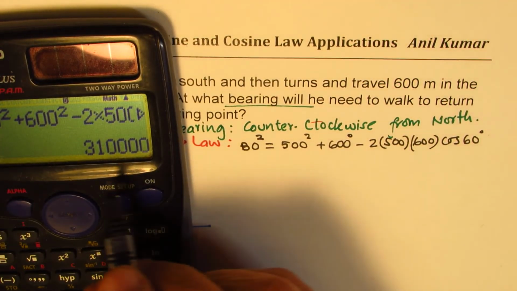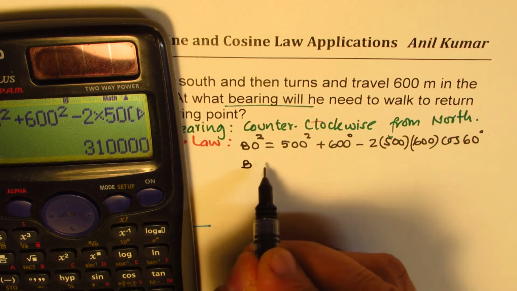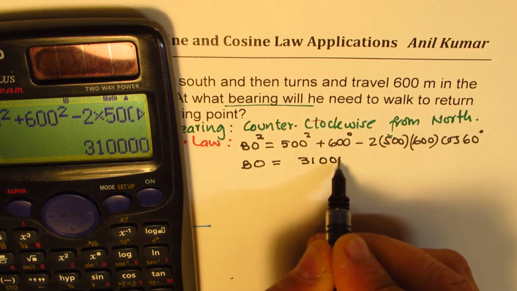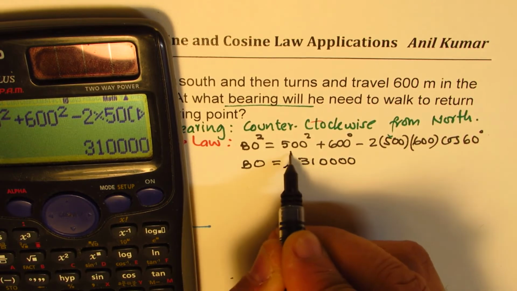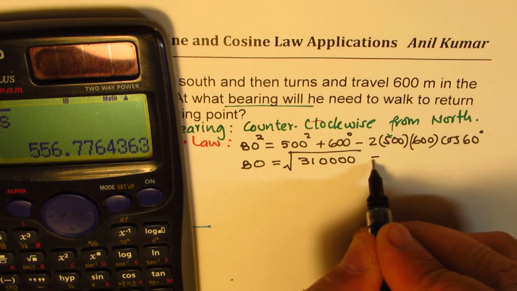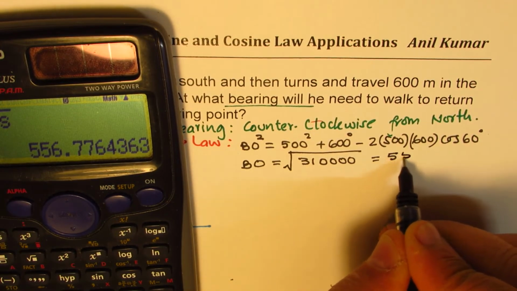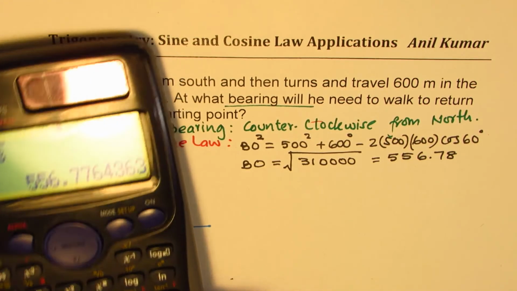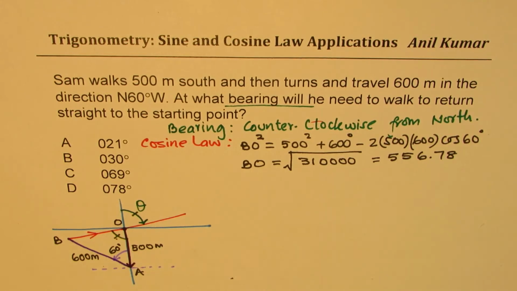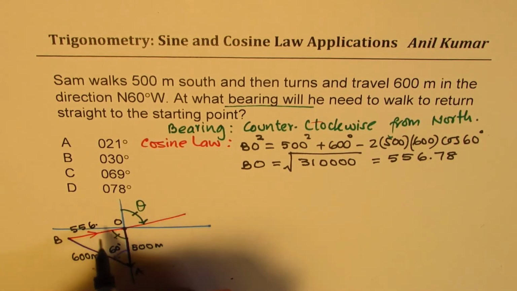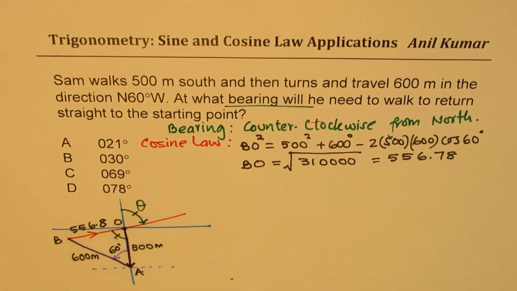So we get BO as equal to square root of all this, correct? So I'm cutting down on some steps. So we'll take square root of our answer to write down this as equal to 556.78. So that is B to O distance, right? So it is 556 point, we can write this as 8, okay.